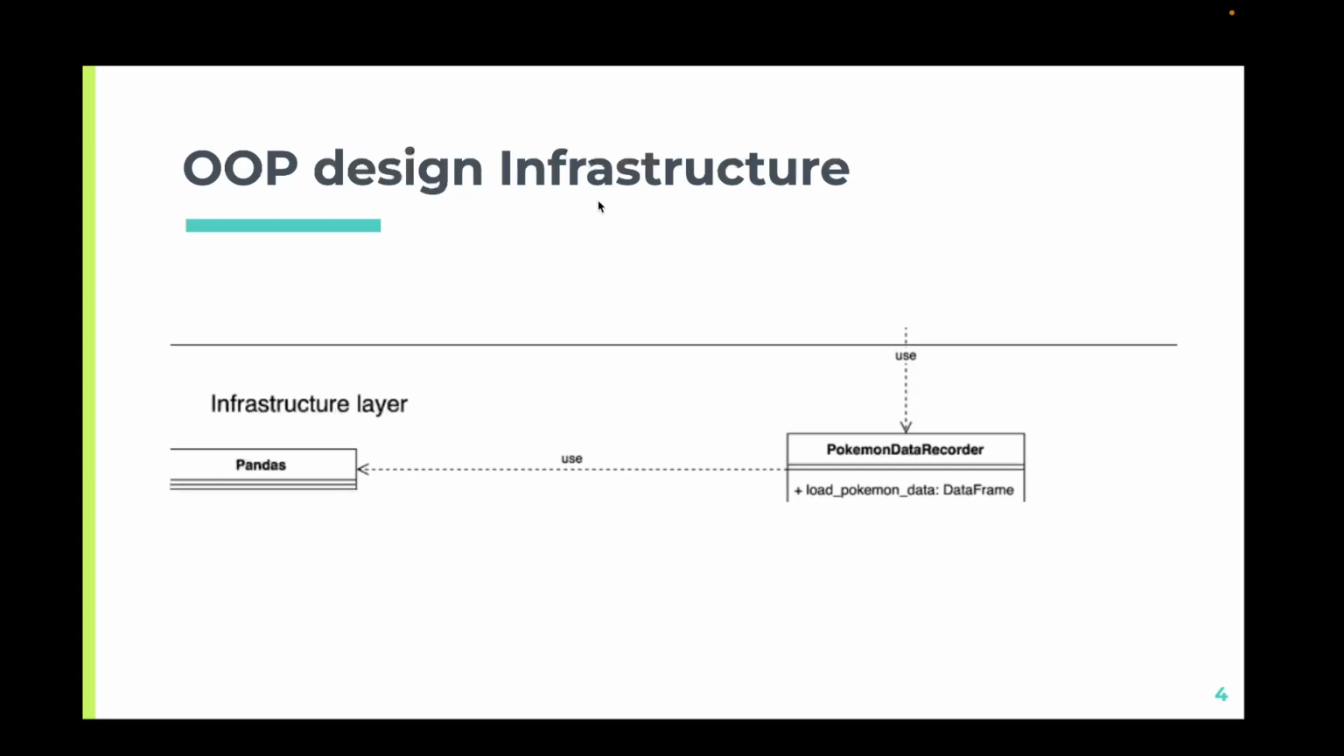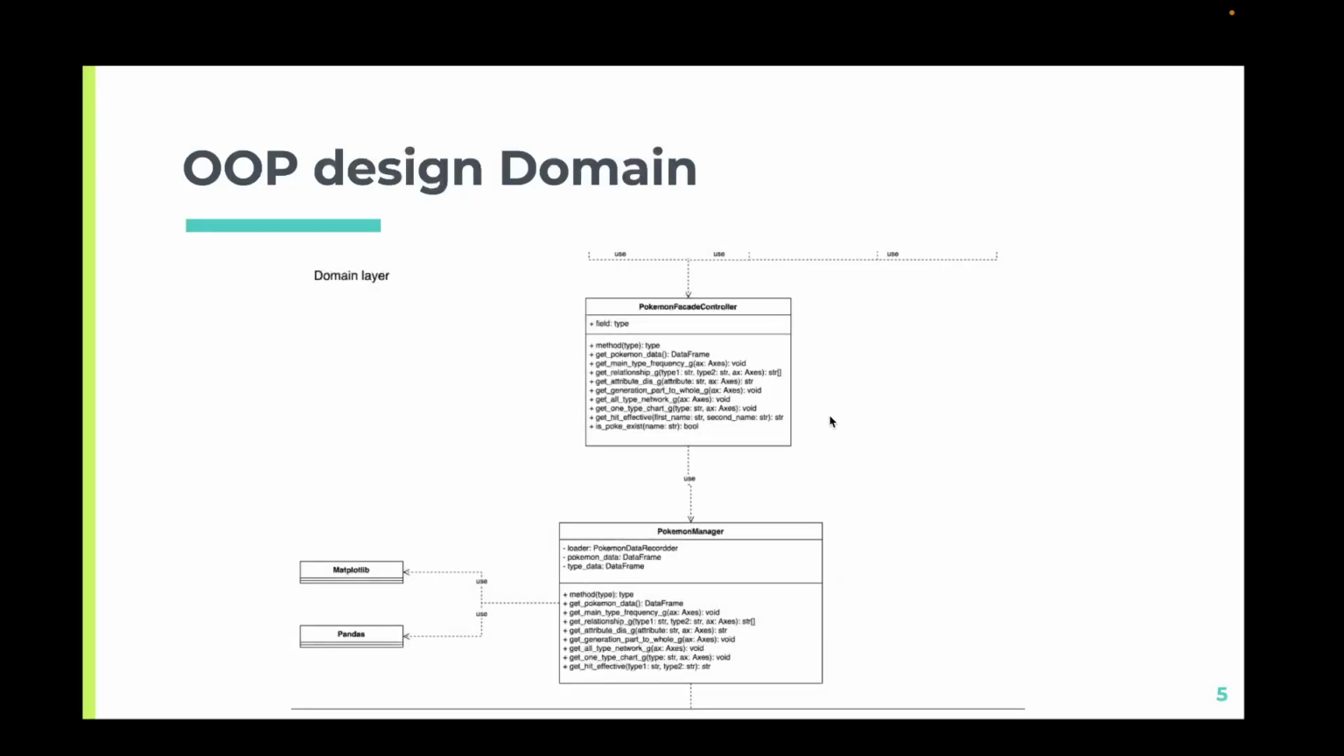Next, the infrastructure. In the infrastructure layer, we only have one class, the Pokemon Data Recorder, that will read the data from the CSV file. Next, the OP design, the domain layer. That's two classes. The Pokemon Manager is the main logic of this program, and the facade controller is used by the representation layer to call all the functions.